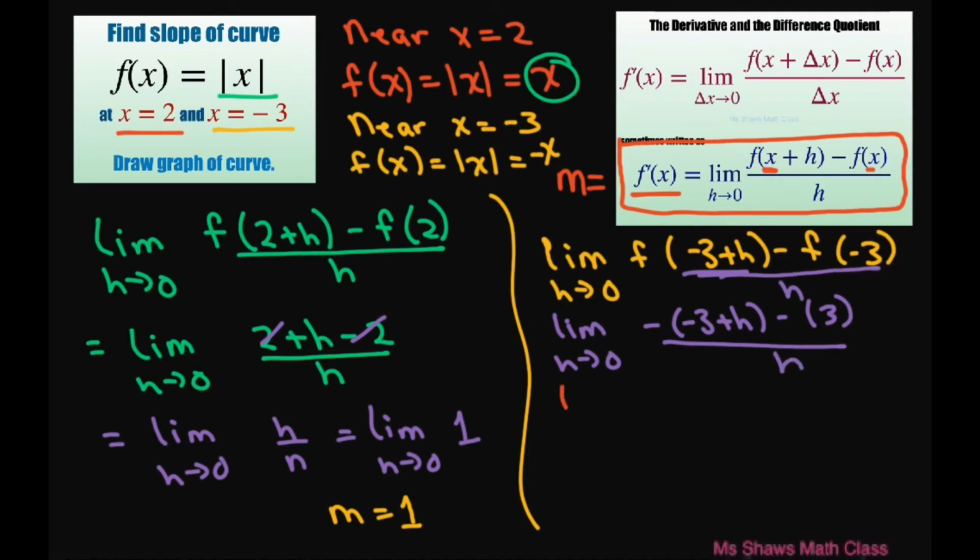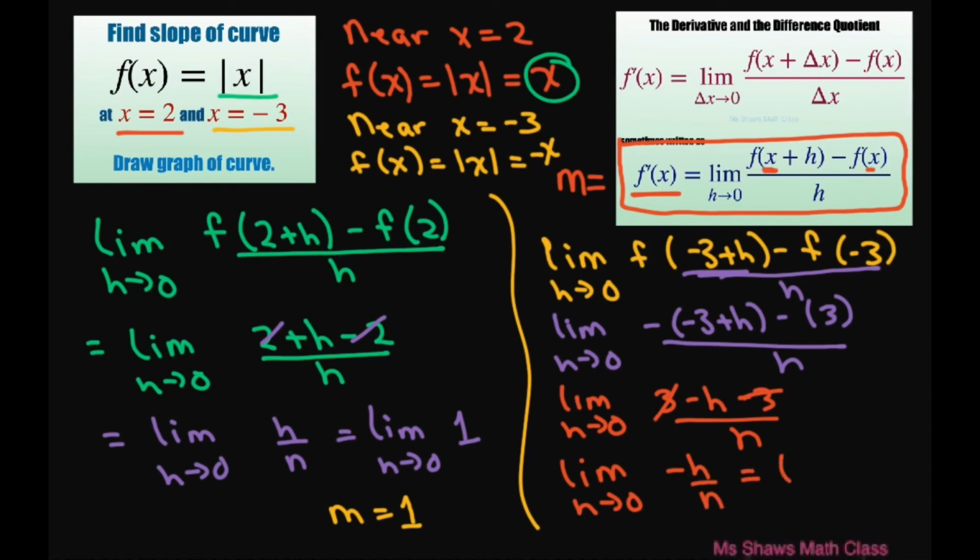And then that's going to give you the limit as h approaches 0 of 3 minus h now, because you have to distribute the negative, minus 3, divided by h, which is the limit as h approaches 0, and the 3's cancel, and you get negative h divided by h, which equals the limit as h approaches 0 of negative 1. So negative 1 is your constant, so your m equals negative 1.